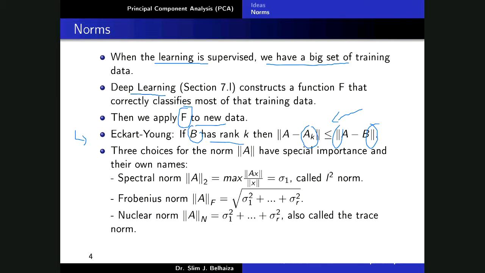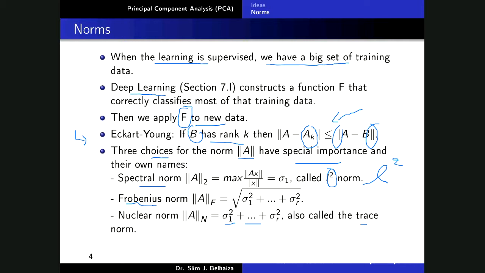So there are three choices for the norm of A, in fact. First of all, we have what we call the spectral norm, which is the L2 norm. What it does is maximize the norm of A times X over the norm of X, and gives you this norm. We have the Frobenius norm. For those who have taken Math 405, they know about the Frobenius norm. And we have the nuclear norm, quite a fancy name, which in fact sums up the sigmas. So in fact, it sums up the elements if you have a diagonal matrix.